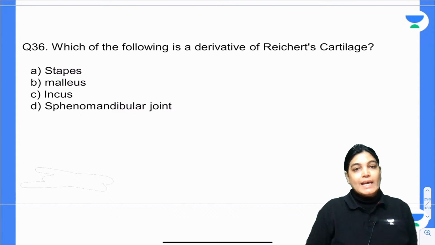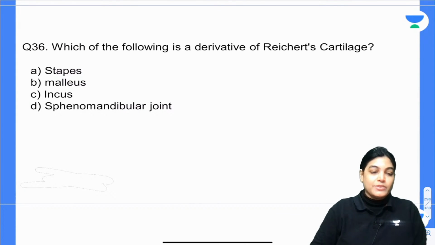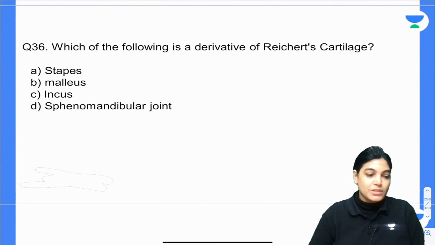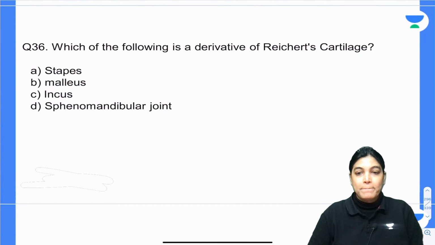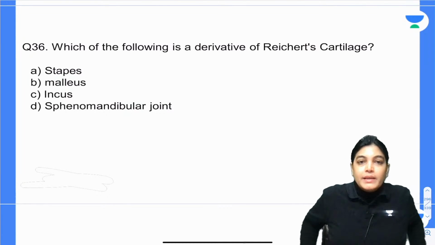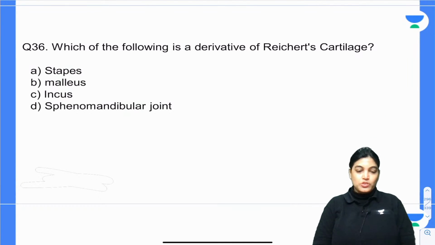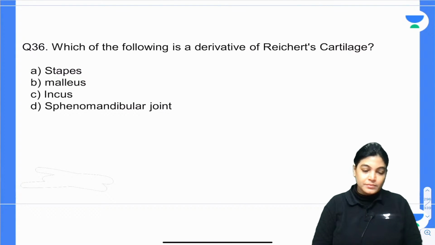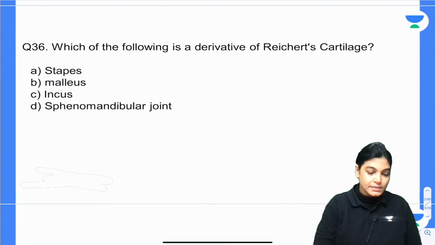Which of the following is a derivative of Reichert's cartilage? Stapes, malleus, incus, sphenomandibular joint. Question number 36. Four options are there. Mark the correct answer.